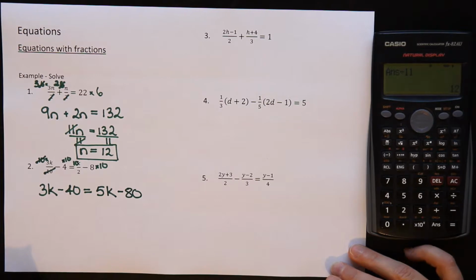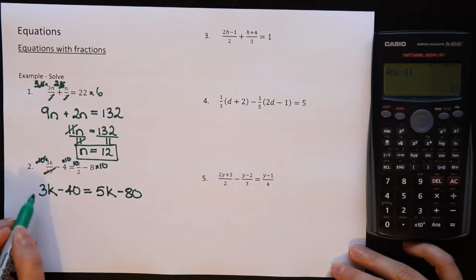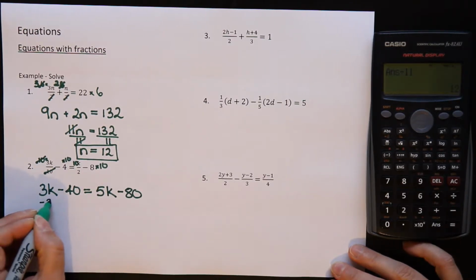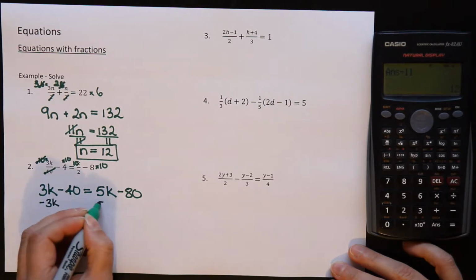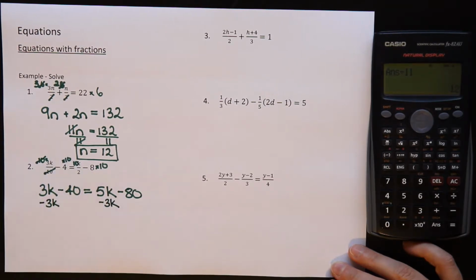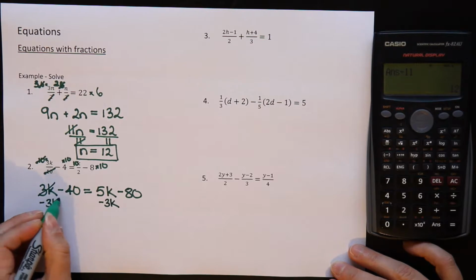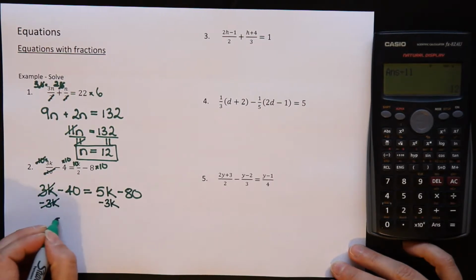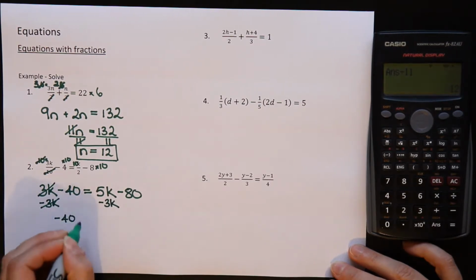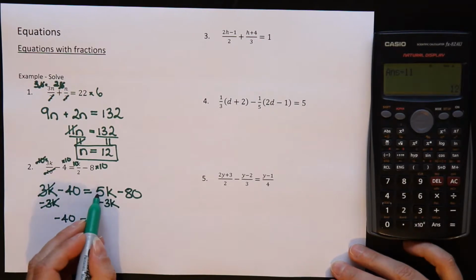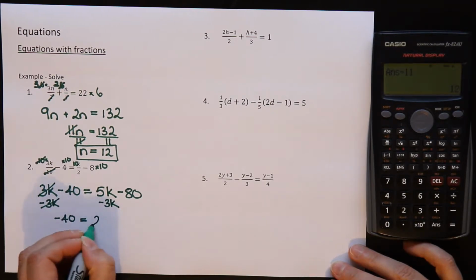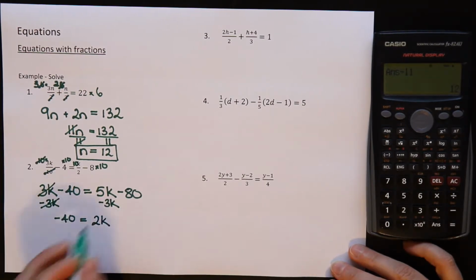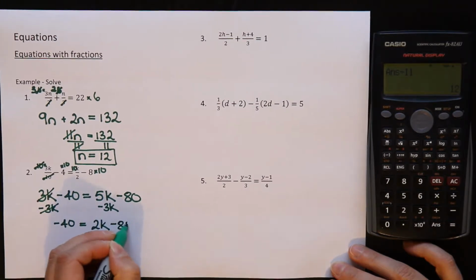Okay, so now I have an equation with pronumerals on both sides. So generally what I like to do is move the smaller one. So 3k is smaller than 5k, so I'm going to subtract 3k from both sides because it was the smaller term. That gets rid of that. So I have minus 40 is equal to 5 minus 3, which is 2k minus 80.